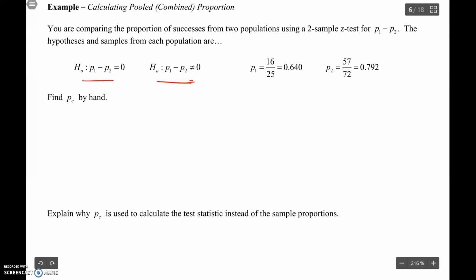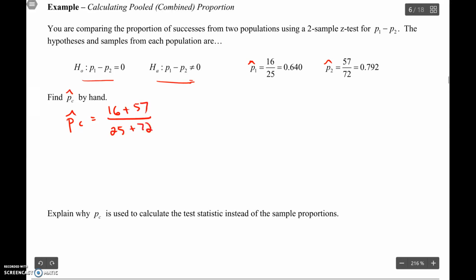And then these are our sample proportions. For the first one, there's 16 successes out of 25. For the second, there's 57 successes out of 72. Find the pooled proportion by hand. So what we do is we simply pool these two samples together. We take the total number of successes divided by the total sample size.